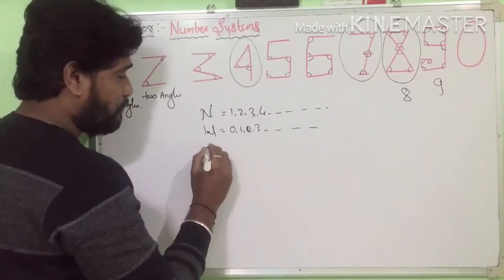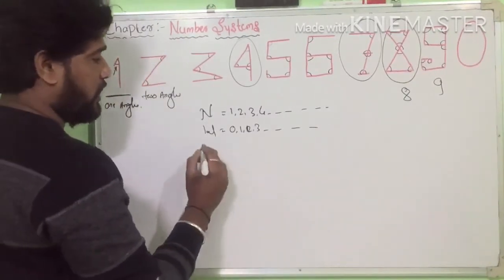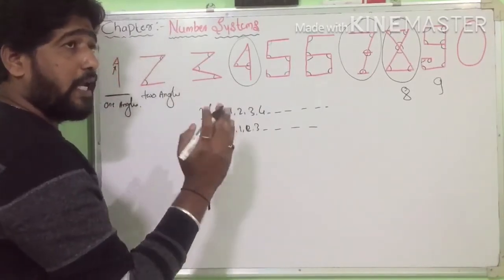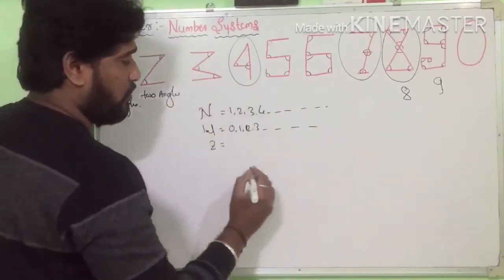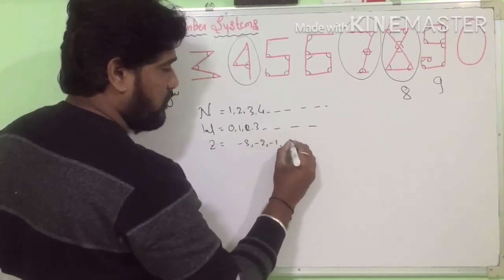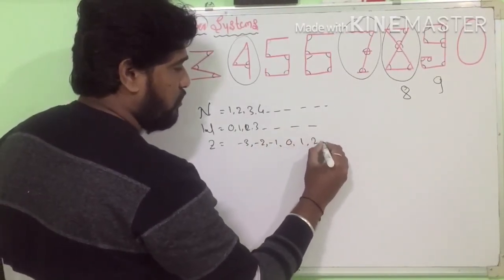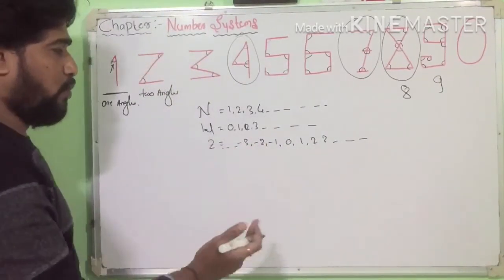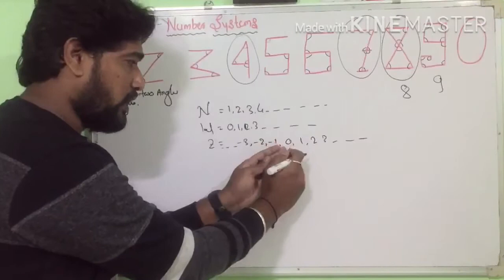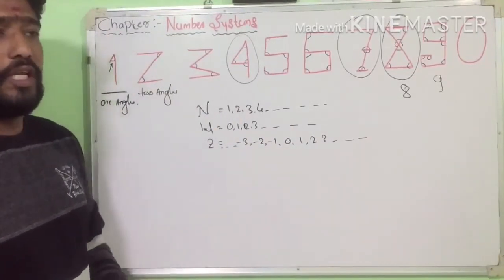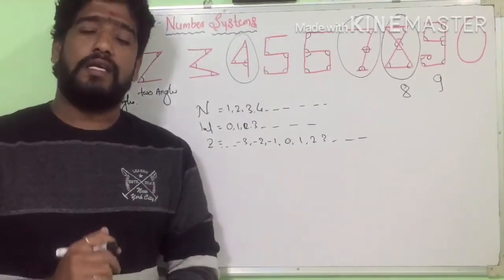So next one, integer. Integer is denoted by Z and it is called the positive and negative numbers together with 0. So -3, -2, -1, 0, 1, 2, 3, and so on, right? So this one is called an integer. Positive and negative numbers together with 0 are called integers. Is it clear? So next, rational and irrational numbers.